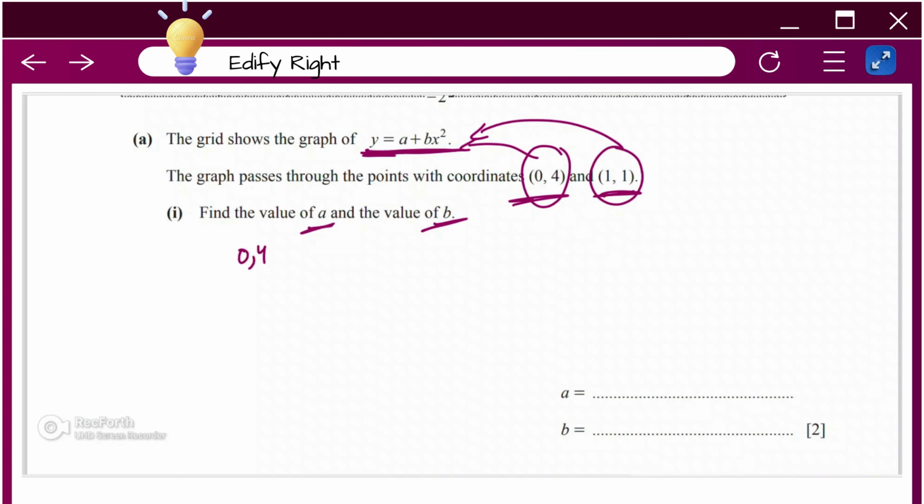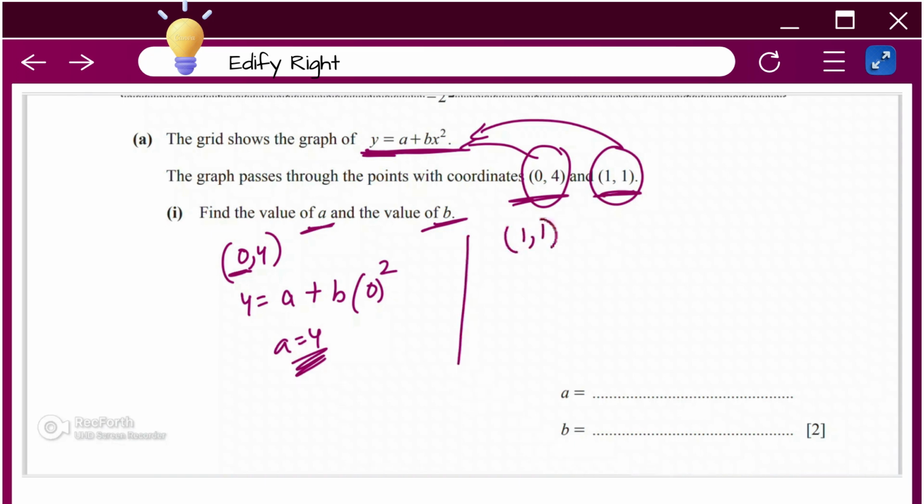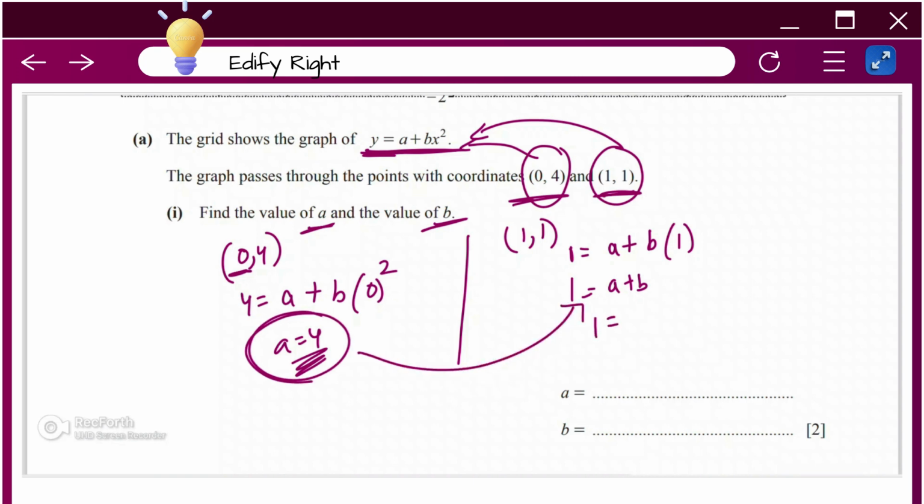Okay, let's take (0, 4) first. So the y value here is 4 equals a plus b times x squared. x over here is 0 squared. So we get a equals 4. So that's the value of a here. Next, for (1, 1), here we have 1 equals a plus bx squared. So x is 1 over here. So a plus b equals 1. Here we can substitute a equals 4 in this. So we get 1 equals 4 plus b and b equals minus 3. So those are the values of a and b, 4 and minus 3 respectively.